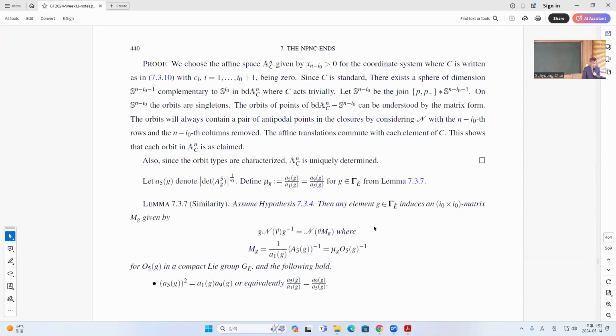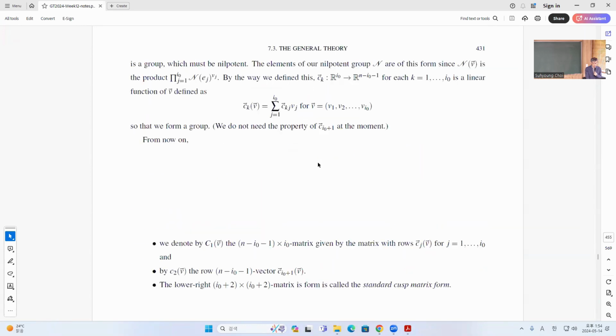And so next, assume under this hypothesis, then any element. So if you conjugate this element by NV by these elements, then you can always show that, because this is normalized, it will get to another element, but this is just V times mg, where mg is some kind of thing like this, where OZ is in some compact Lie group. And this A5 is defined to be the absolute value of the determinant of the A5 matrix.